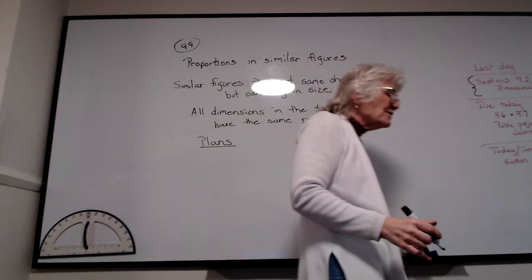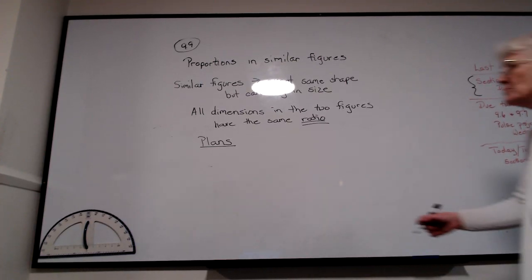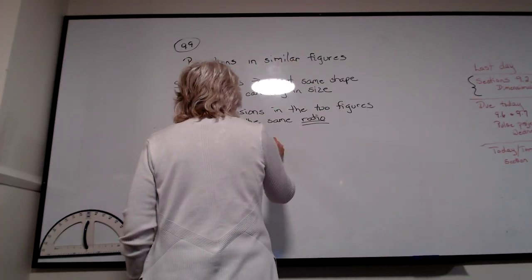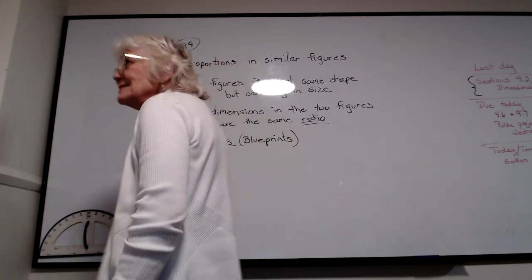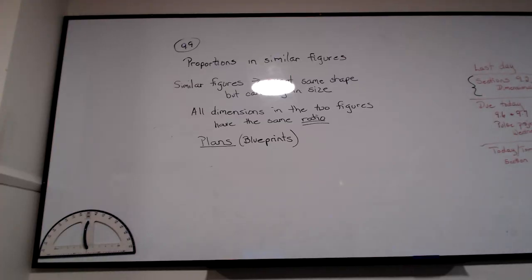Anybody ever seen plans for a house? Mm-hmm. Plans for building a cabinet? Oh, blueprints. Okay. Blueprints. Another one is called the blueprints. So when you build stuff, a lot of times they don't give you a 3D model of it. What they do is they give you the blueprints or the plans, and then you have to take that and make it into the object, okay?